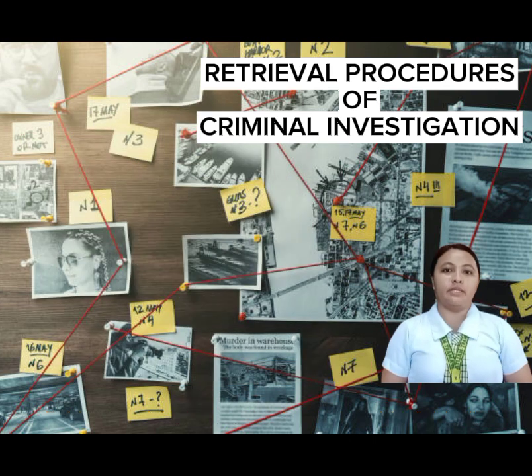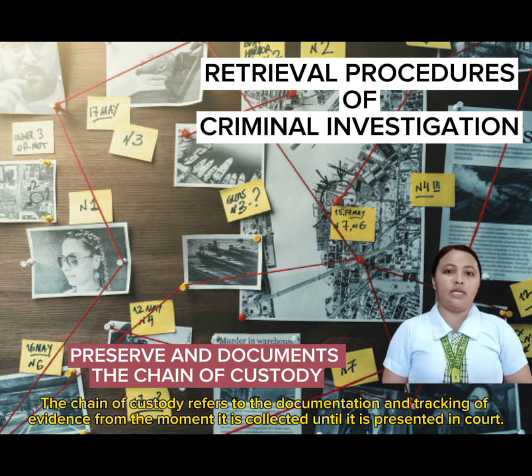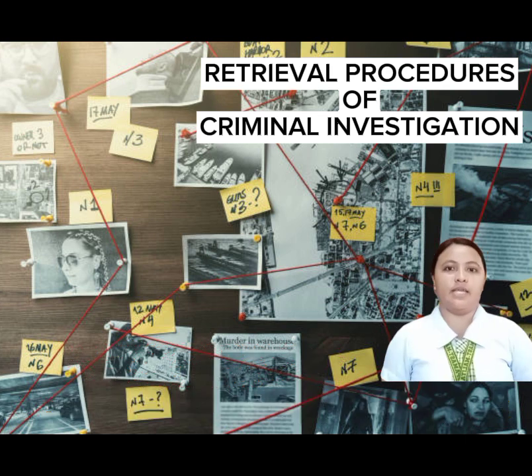Number 5. Preserve and document the chain of custody. The chain of custody refers to the documentation and tracking of evidence from the moment it is collected until it is presented in court. Investigators ensure that the evidence is properly labeled, sealed, and documented to maintain its integrity and admissibility in court.